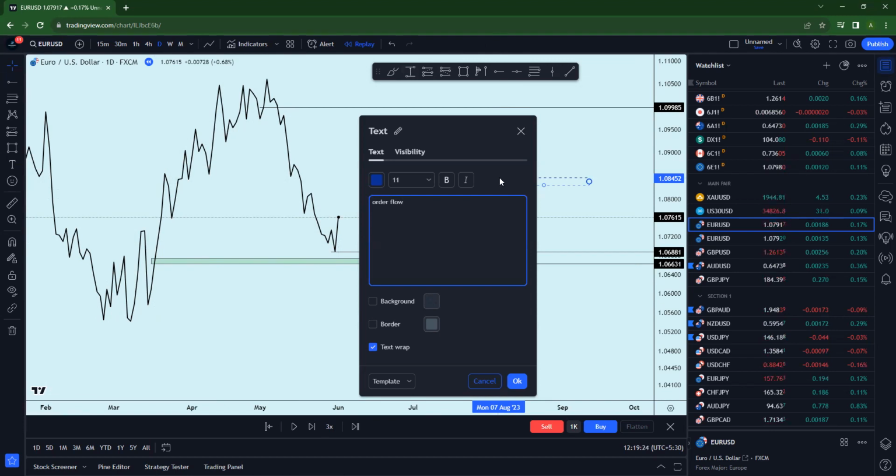So when order flow plus trend, okay, let's say like this. When trend plus order flow, if they align, the market will make a new high in an uptrend or a new low in a downtrend.